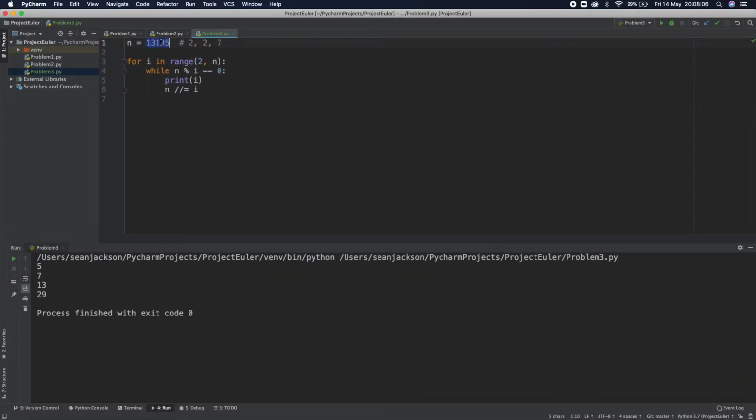Hopefully it's just a matter of pasting it in, 600 billion and all the rest of it. Okay, sweet. So it's come out with these numbers, but it's just not finishing because it's got to count all the way up to 600 billion. So we might be waiting a while.